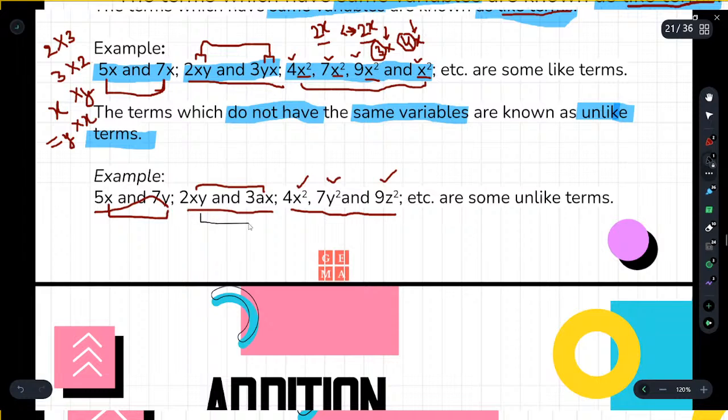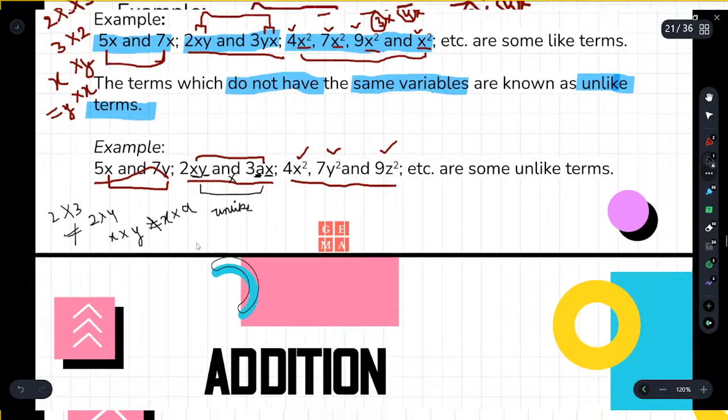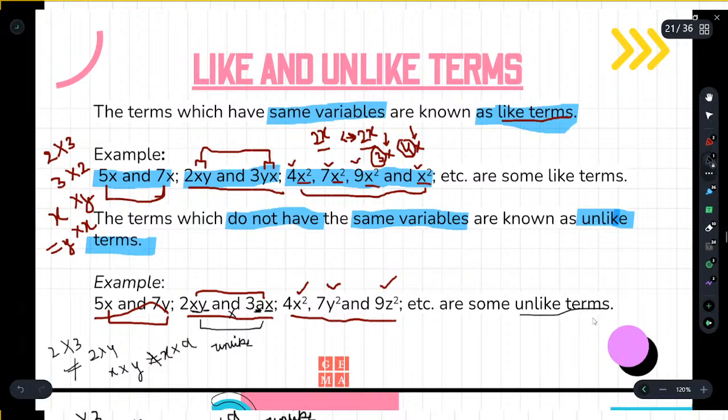Now let's consider this example first. X is present in both of these terms, but the second variable and the first variable of this term are not the same, right? That's why it's an unlike term. Like 2 into 3 is not equal to 2 into 4. Similarly, x into y is not equal to x into a. That's why these will come under unlike terms.